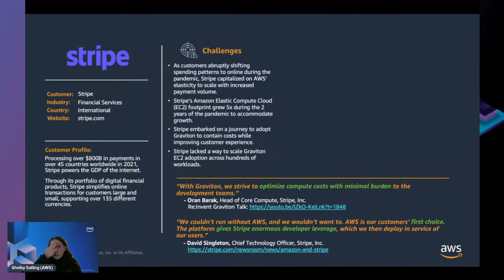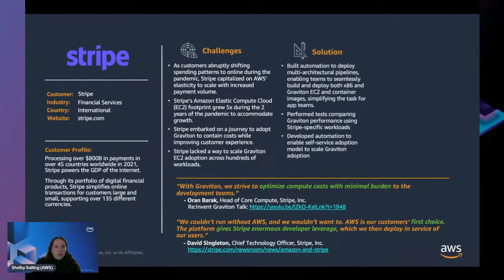So some of the challenges, right? As customers were abruptly shifting spending patterns to online during the pandemic, Stripe capitalized on AWS's elasticity to scale with increased payment volume. Stripe's EC2 footprint grew 5 times during the 2 years of the pandemic to accommodate that growth. They embarked on a journey to adopt Graviton to contain costs while improving their customer experience, and they really lacked a way to kind of scale adoption across hundreds of workloads.